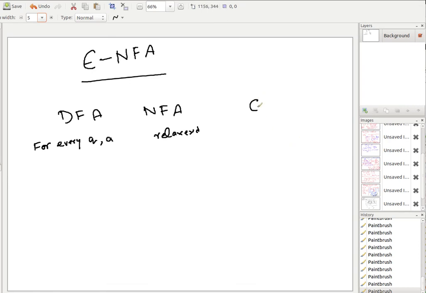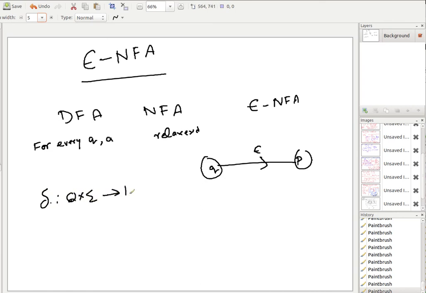Now if you are defining ENFA, it says that there can be some arrow going from a state to another state without any labeling. It is an epsilon label. So without consuming any input you can move from a state to another state. That is interesting. The transition function of DFA was the delta function going from Q cross sigma to Q. This is the NFA version, where Q cross sigma takes you to the power set of Q.